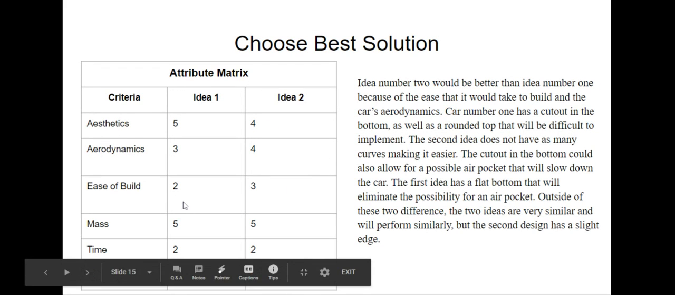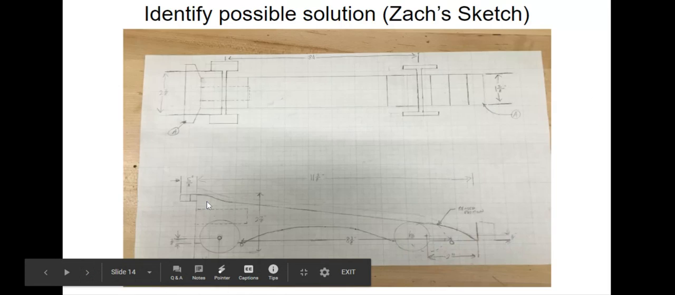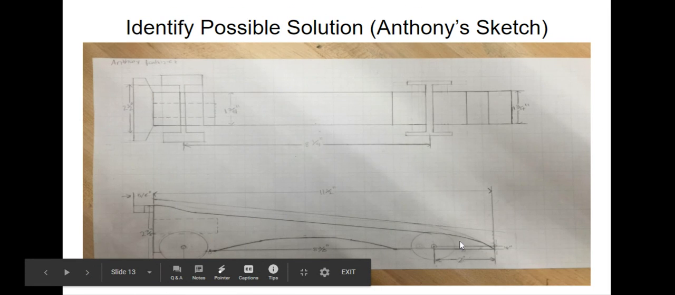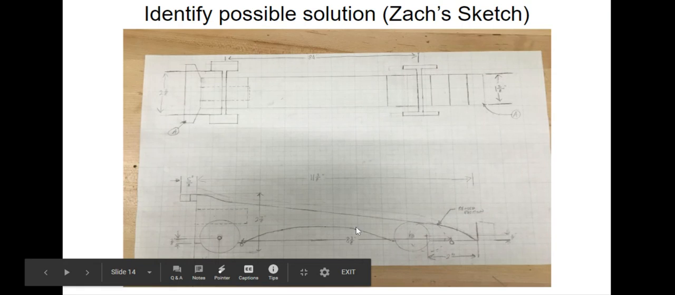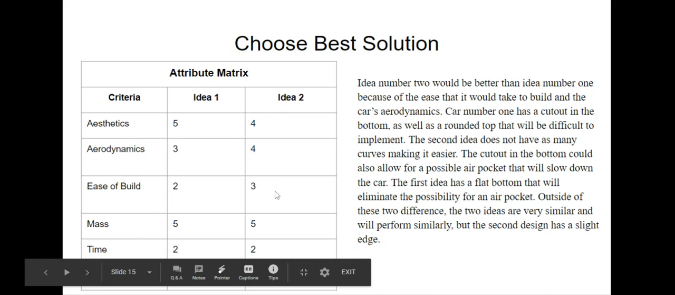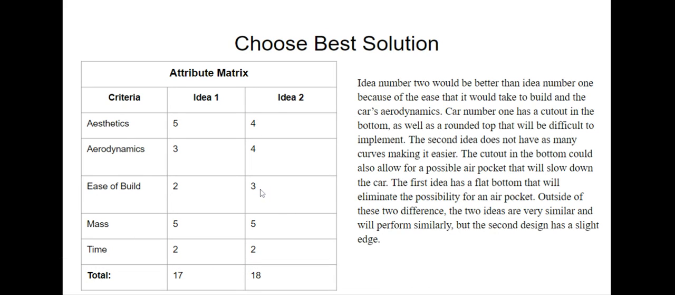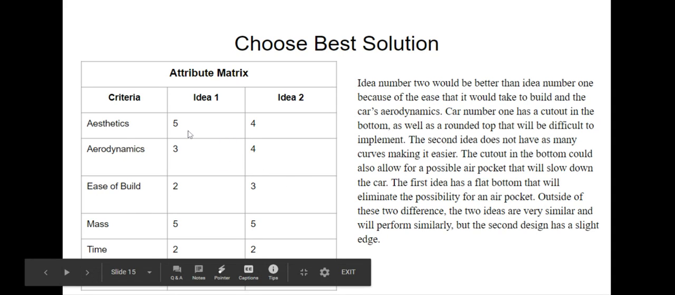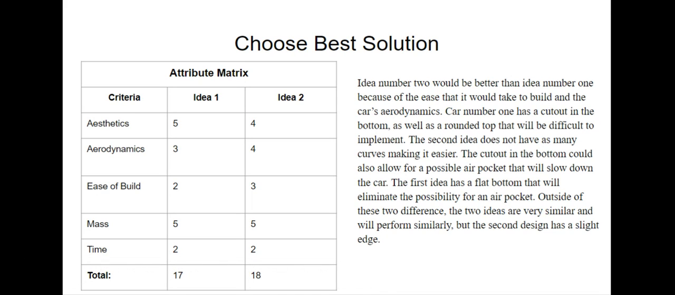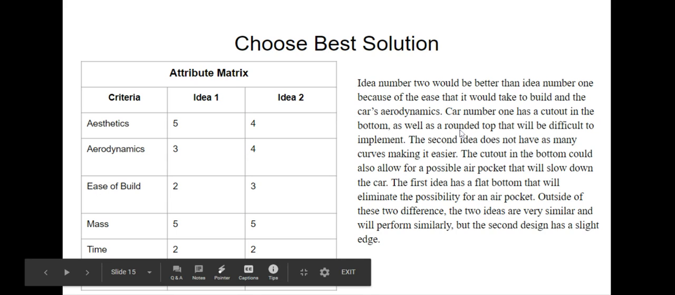In terms of ease of build, the group must have decided that this design, which is somewhat simpler than this design, was better because idea 2 scored higher. And so what you want to do is go down the criteria, give each one a rating 1 to 5, and it's almost a way of organizing your thoughts. And you should be discussing with your partner back and forth about each criteria to figure out which one is going to have the higher total score.